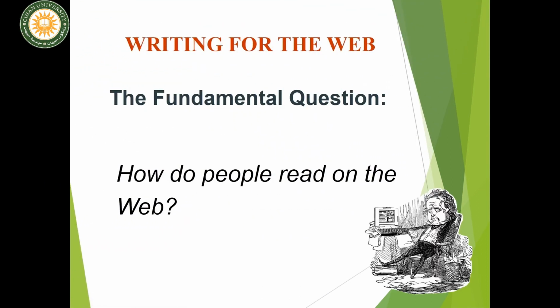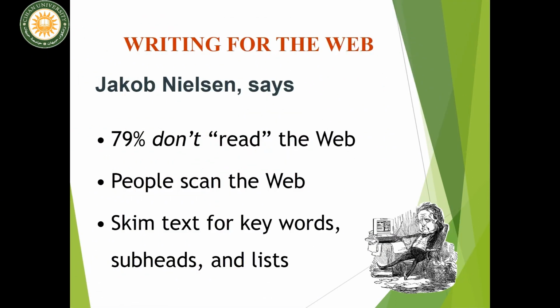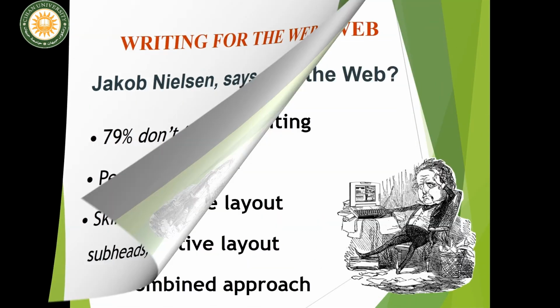And the next slide is about a fundamental question: how do people read on the web? Usually, as per Jakob Nielsen, 79% of people don't read the web. People scan the web, in the sense they just skim for important keywords or interesting words, which give some kind of gratification to them. So they usually skim the text for keywords. It is very obvious that we have to use important keywords to convey our story.